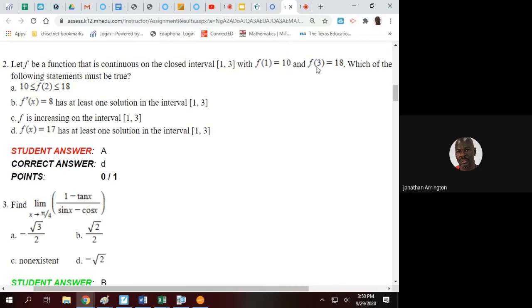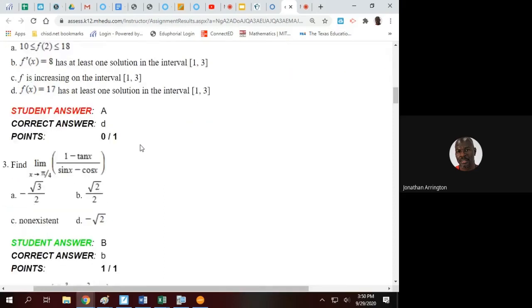is a number between 10 and 18, has at least one solution on the interval. And that's what the intermediate value theorem states. It can't tell you the exact value. Again, it's an existence theorem, so it can't tell you the exact value of the number. It's just saying some number exists where f of that number is going to give you a value between 10 and 18. So that answer would be D.